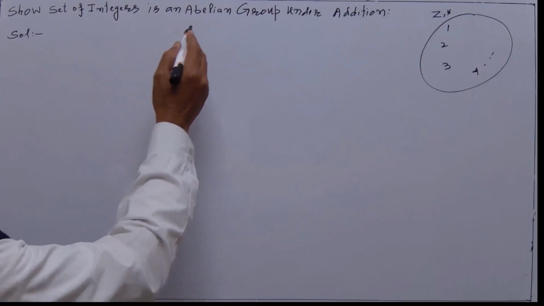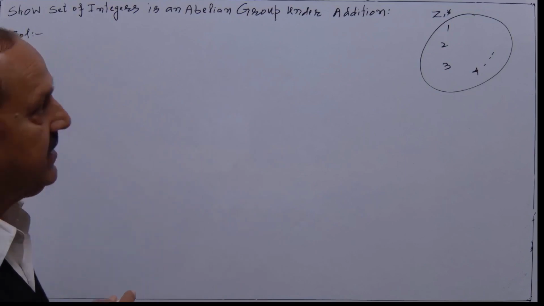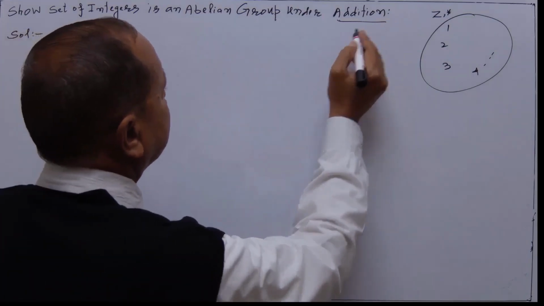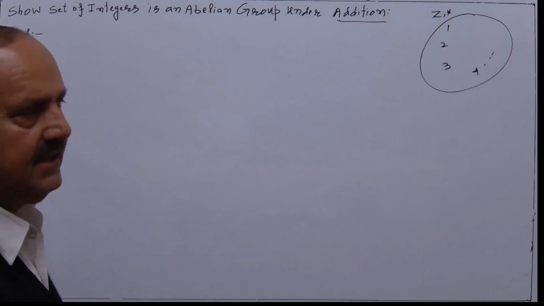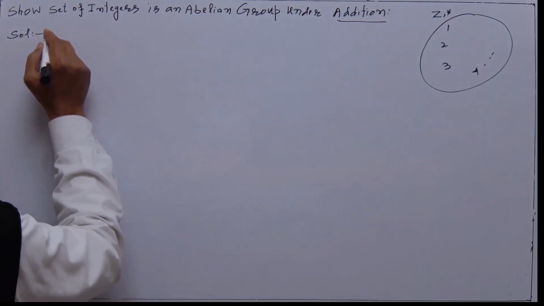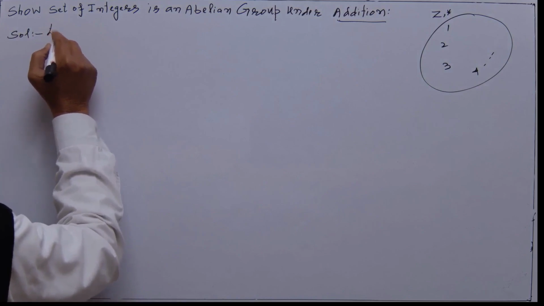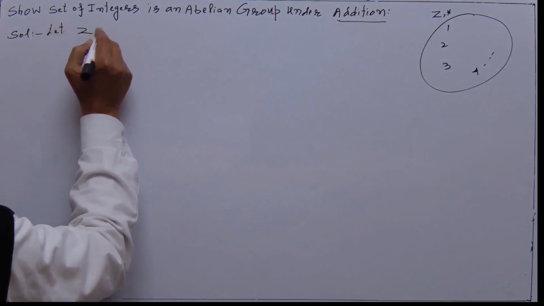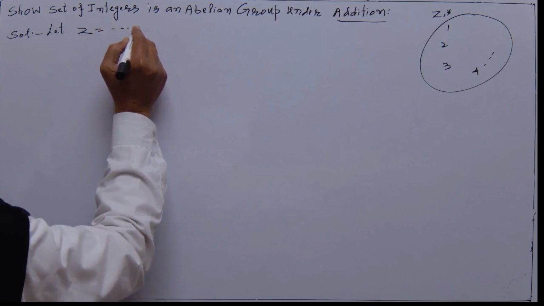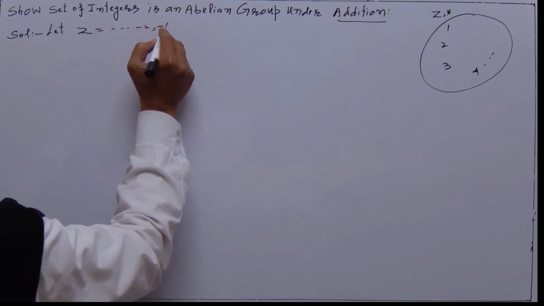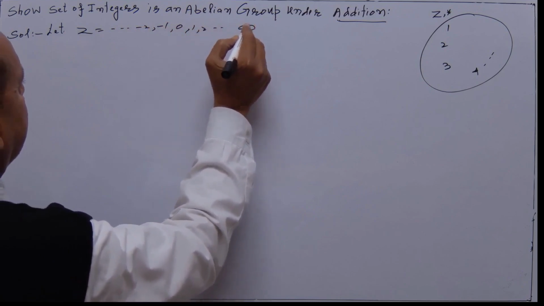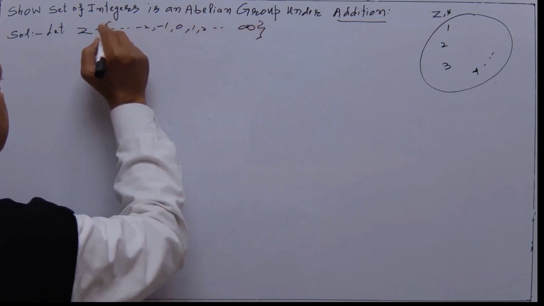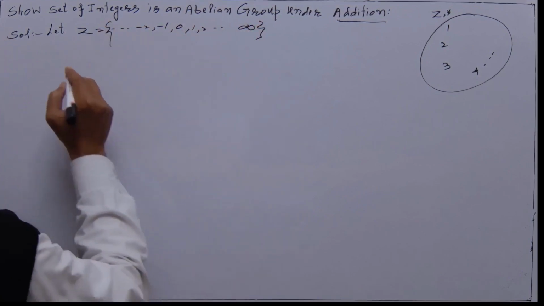So the set of integers is an abelian group under addition. For this we have to show 5 properties. Let Z be equal to dot dot up to -2, -1, 0, 1, 2, up to infinity. This is the set of integers.